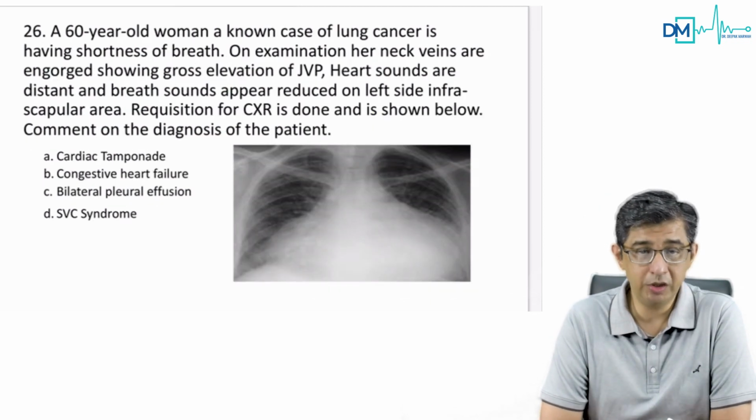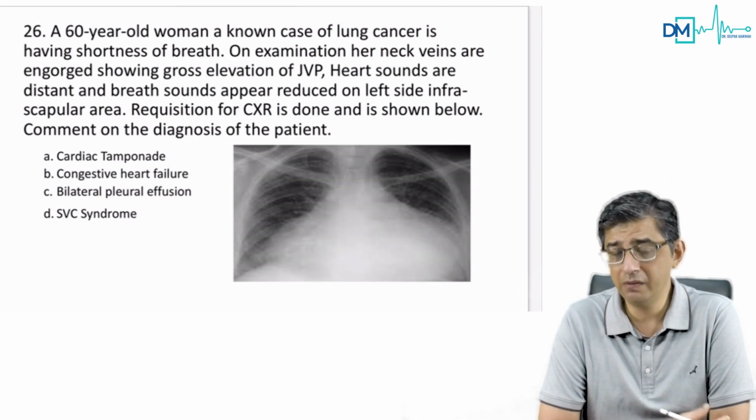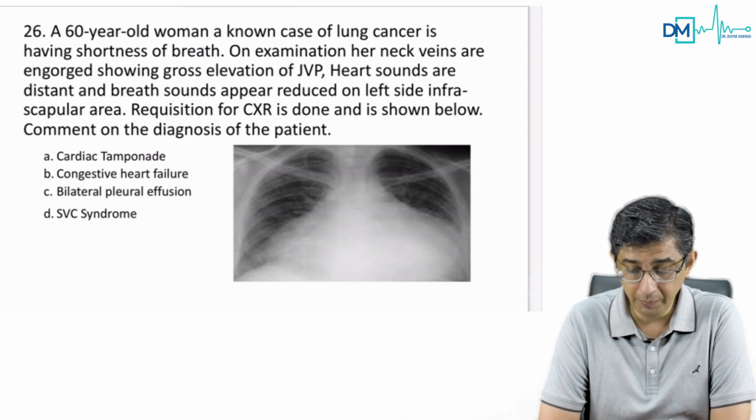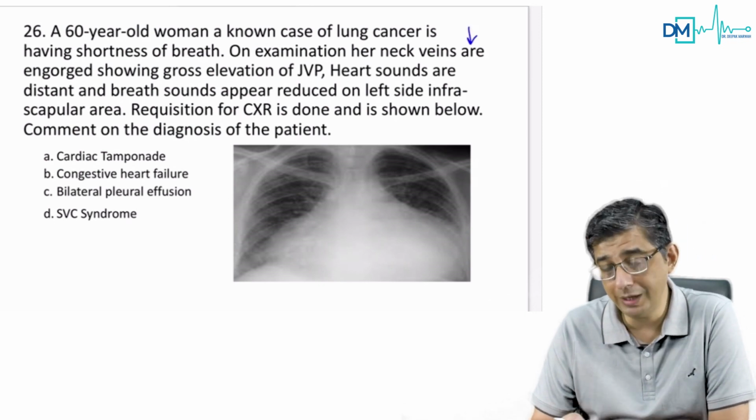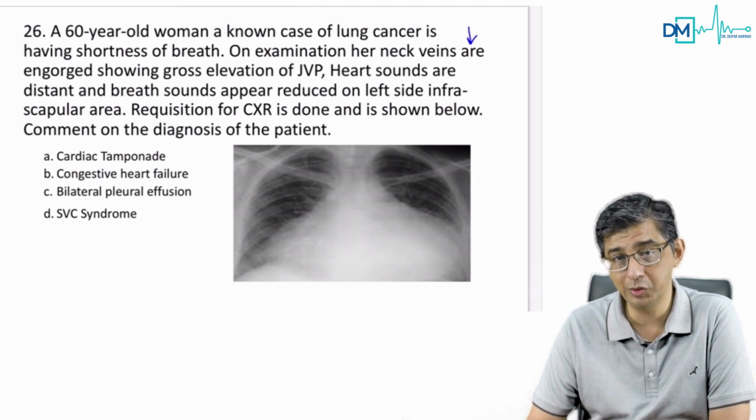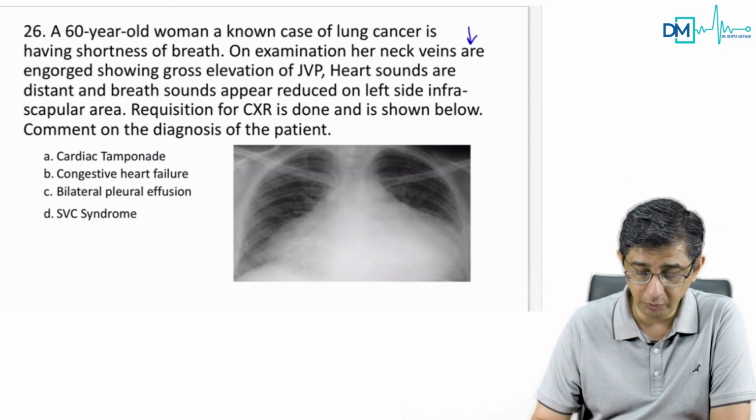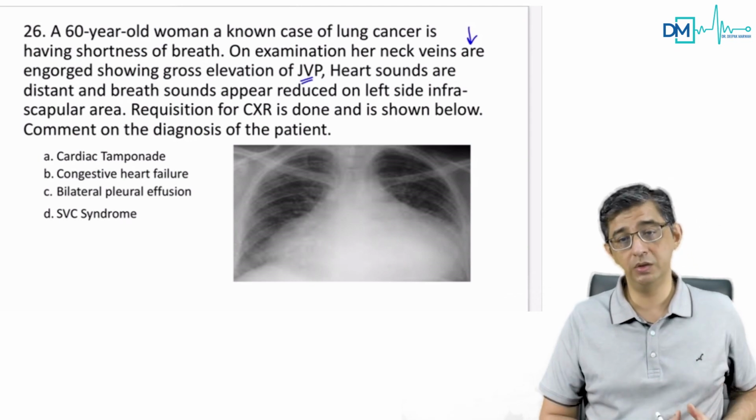Coming to the next question, he talks about this lady with lung cancer having shortness of breath. Now, lung cancer patients can have pleural effusions, and that can contribute to shortness of breath. On examination, her neck veins are engorged, showing gross elevation of JVP. The moment you read that, you know that the cause is not a pleural effusion. Though I have not commented on the X-ray, at the moment he's talking about JVP, you know the fact that he's talking about a cardiac cause of breathlessness in this person.